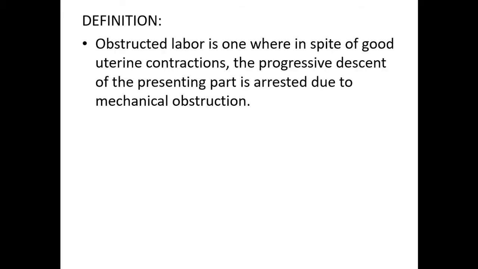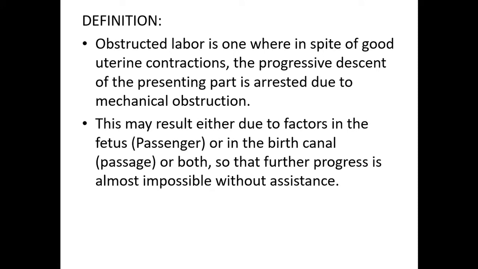We can see the definition of obstructed labor. Obstructed labor is one where, in spite of good uterine contraction, the progressive descent of the presenting part is arrested due to mechanical obstruction. It may result either due to the factors in the fetus, that means the passenger, or in the birth canal, that is the passage, or both. So there can be fault in the passenger as well as in the passage.